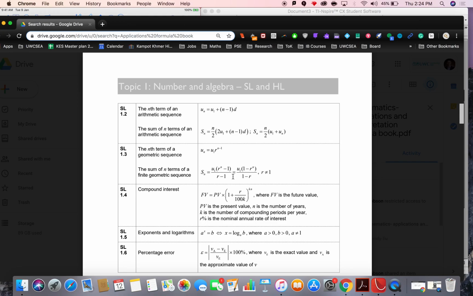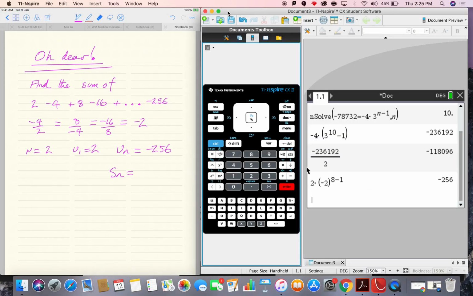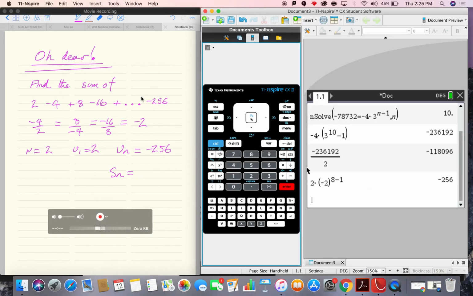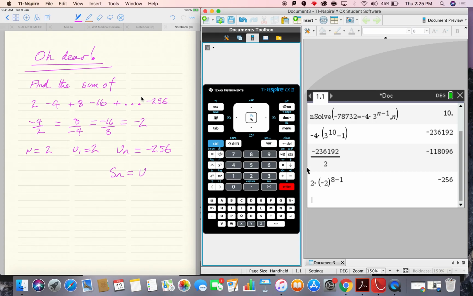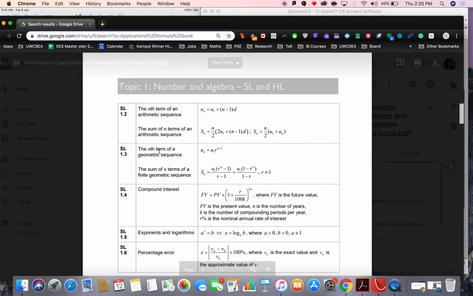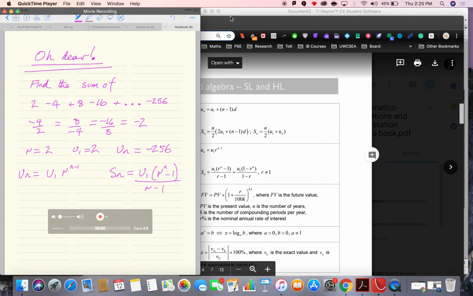S of n is u1, remember r to the n, but then the minus 1 back down over r minus 1. Fantastic. So we'll need that eventually, but the first one we need is the u of n formula. What was it again? Let me go back and check. For the geometric, the nth term is here. So that's u of n is u1 into r, and this time the n minus 1 is all in the exponent. Alright then.